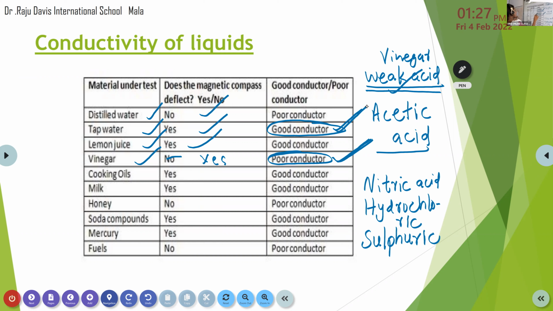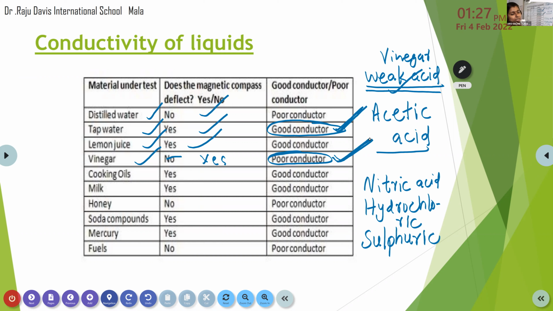Okay. So tap water is a good conductor and vinegar is a poor conductor. One question: vinegar contains some acid, but it's a poor conductor. Why? Because it contains acid, but the acid present in this vinegar is a weak acid. That is, acetic acid is present in this vinegar. It's a weak acid. That's why we call vinegar a poor conductor of electricity.